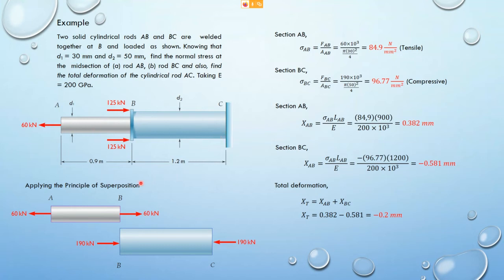So now, those of you who have problems with the principle of superposition, just take note again, okay? Applying the principle of superposition. Since it is shown here as two portions, two parts, AB and BC, what we need to do is just split it up into AB and BC. That's what is given. It makes things easier.